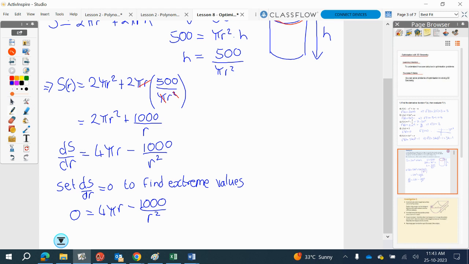You don't need to consider negative solutions, because a negative radius makes no sense. There's two solutions. Which one's the other positive? Just lose r squared.